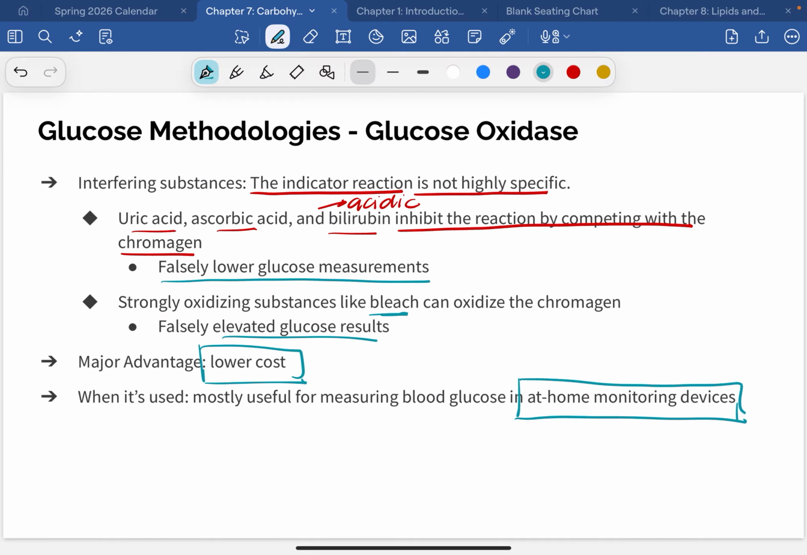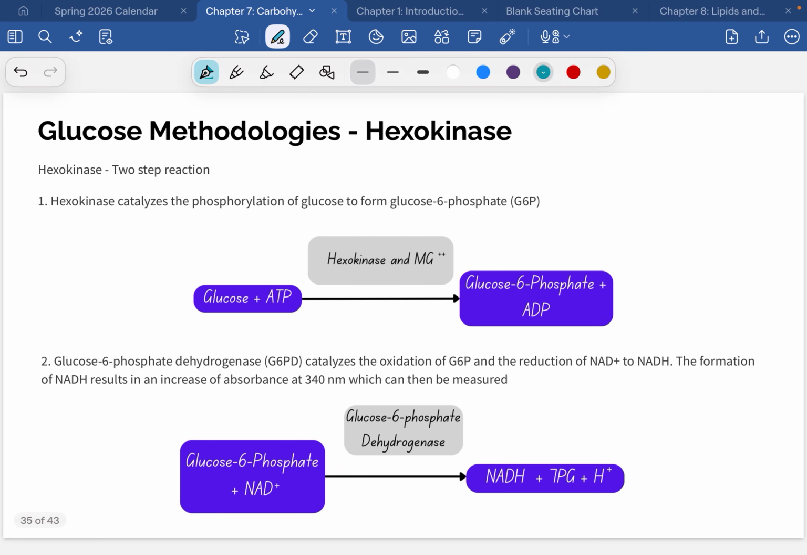Sorry about that. All right, so our second methodology for glucose is hexokinase. And hexokinase is another two-step reaction. It is much more specific, mostly because of that indicator reaction. The indicator reaction here is much more specific than the horseradish peroxidase one. Okay, and this is an indicator reaction we are going to see a lot because it's a really good indicator reaction, and it gets reused a lot. So again, this is hexokinase, and it is a two-step process.